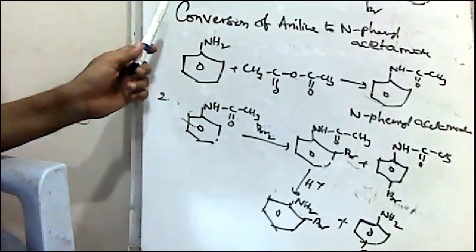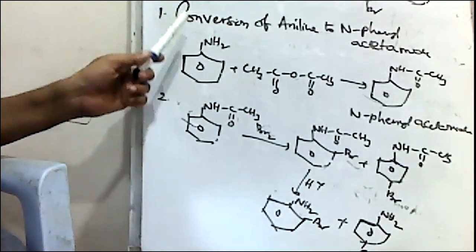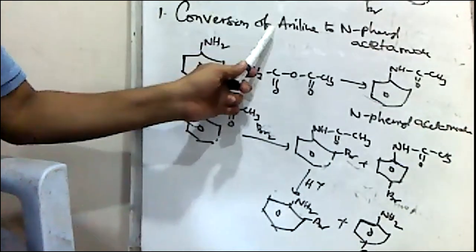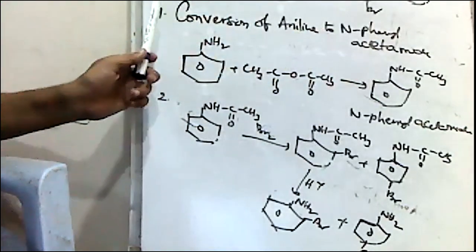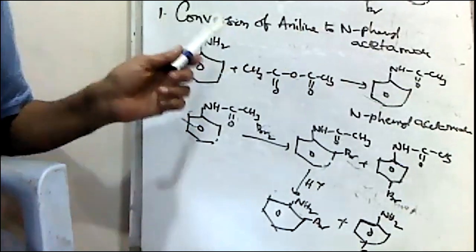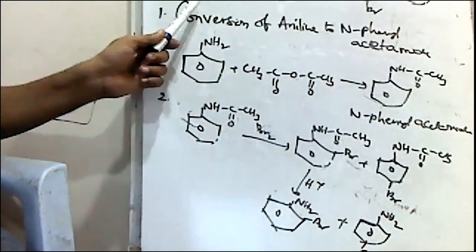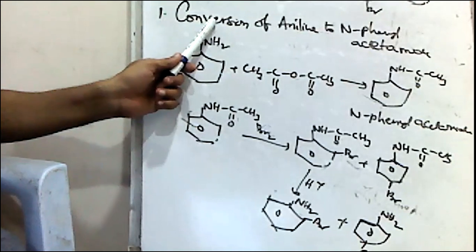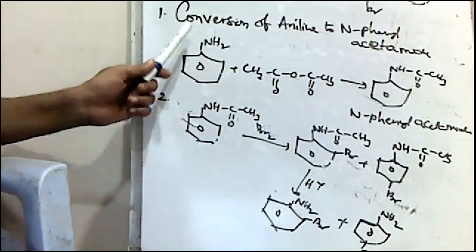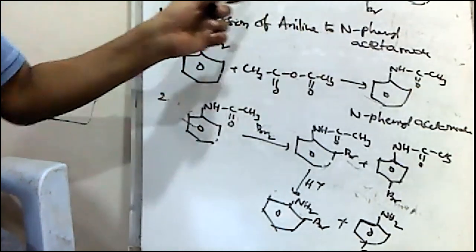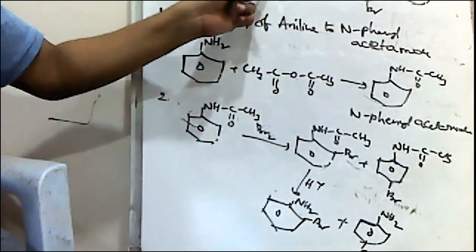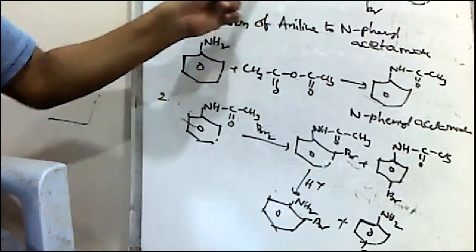So in the conversion of aniline to ortho-bromoaniline and para-bromoaniline, there are two steps. One is the conversion of aniline to N-phenylacetamide. We know that the NH2 group in aniline is highly ring activating and ortho-para directing due to involvement of the lone pair of electrons on nitrogen in the resonance with the ring.